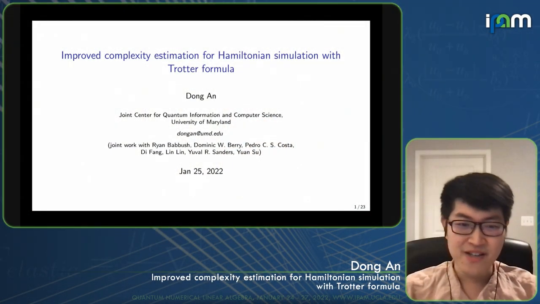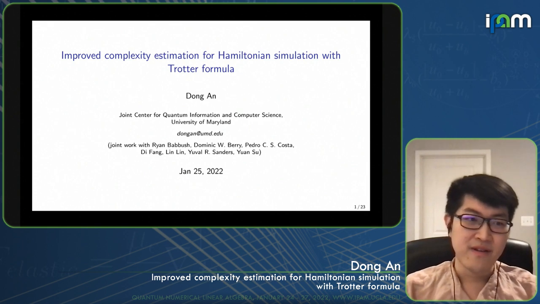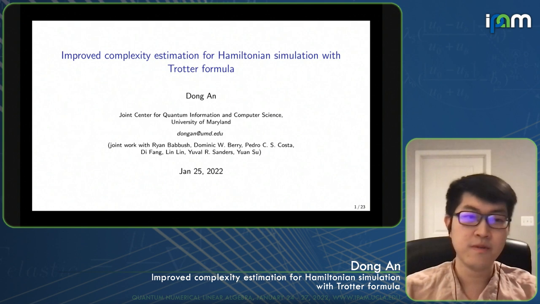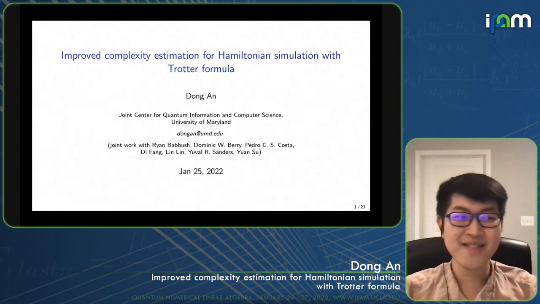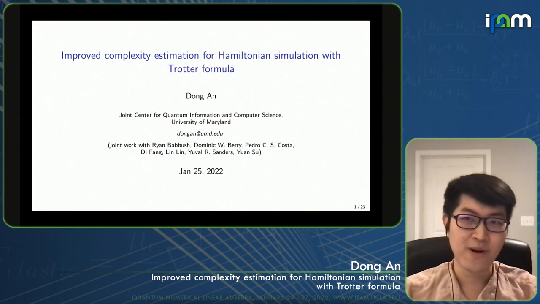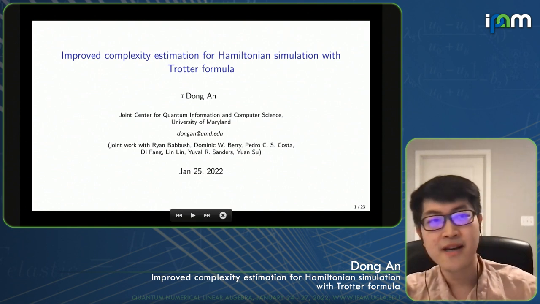So today I'm going to talk about the improved complexity estimate for the Trotter formula. It turns out that in the panel discussion earlier today, we had some questions on the connection between the heuristic speedup and the provable theoretical speedup. This talk will provide a perspective to understand this question by showing some provable theoretical speedup for the Trotter formula with two specific examples.